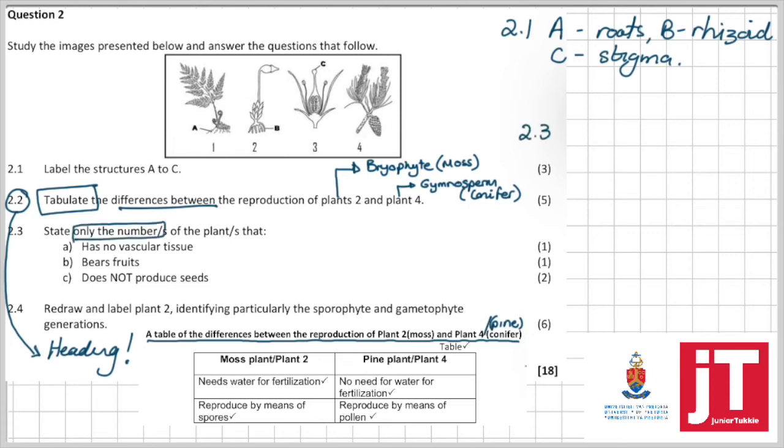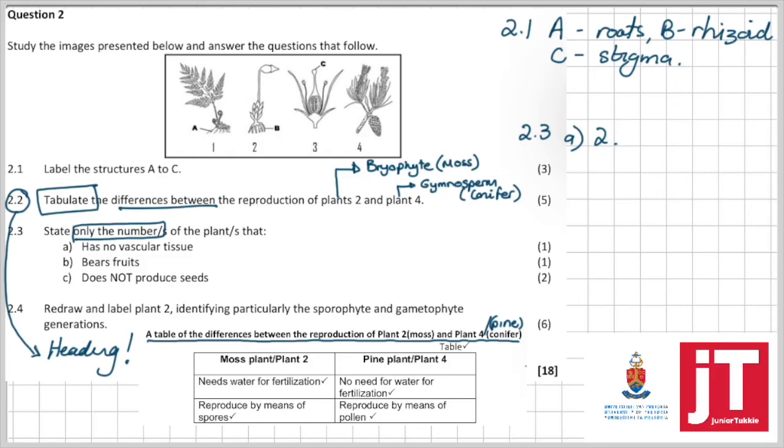If we look at question 2.3, state only the number of the plant that. Now, we must remember that the question asks us for the number only. So if I write the name down, I won't get my marks. So let's have a look quickly. The number of the plant that has no vascular tissue, plant number 2, bryophytes. Okay, but we're writing the number down.